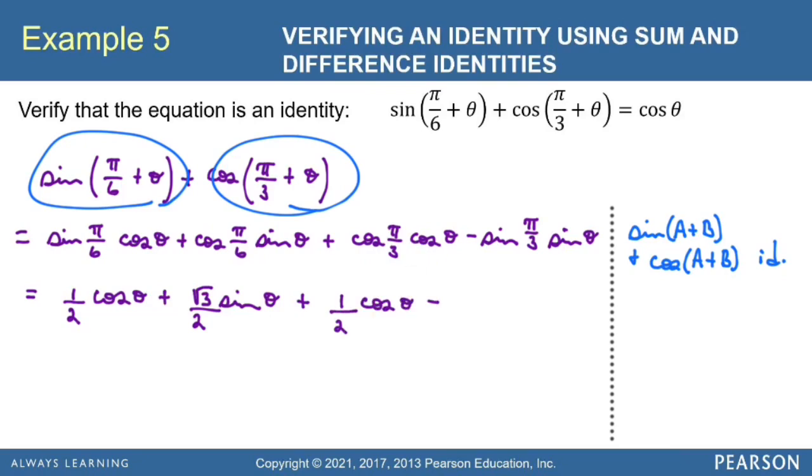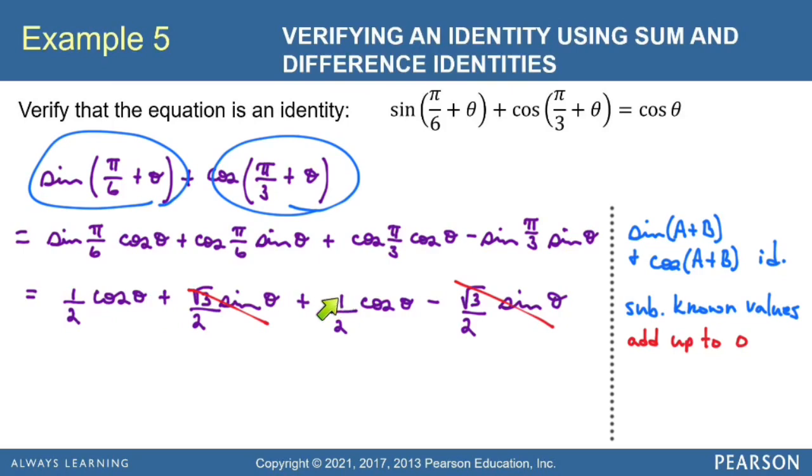Then we've got a minus sine of pi over 3, which is sine of 60 degrees, and that's going to be square root of 3 over 2 multiplied by the sine of theta. And over here on the right side, I'm just going to state that I substituted our known values. And now let's see what we can do about combining any terms. Notice that here we have square root of 3 over 2 sine of theta, and then the last term is minus square root of 3 over 2 sine of theta. Those are going to add up to 0.